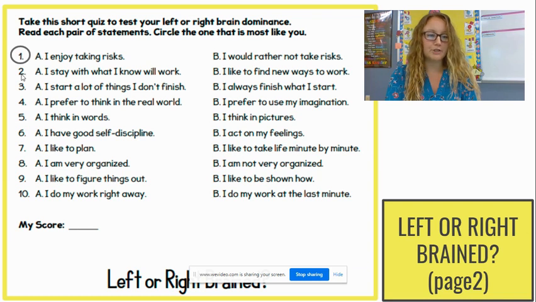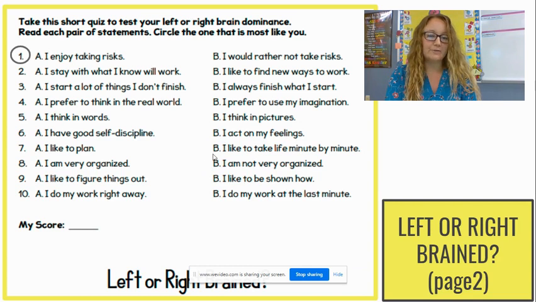Now, look at number 2. If you circled B for number 2, please circle the number 2. Number 4, if you had B for number 4, please circle the number 4. Number 6, if you had B for number 6, please circle number 6.